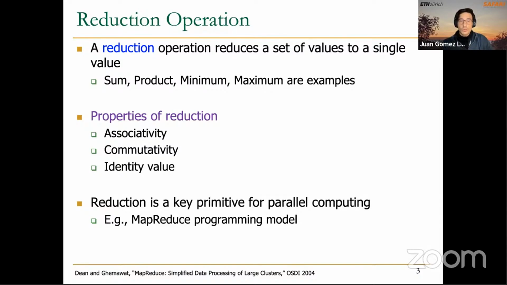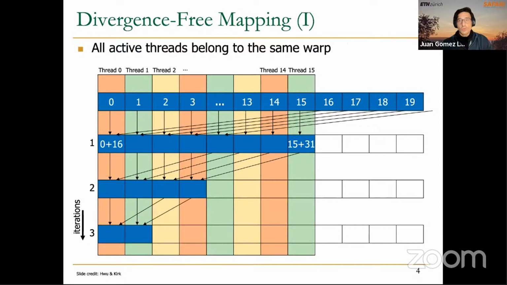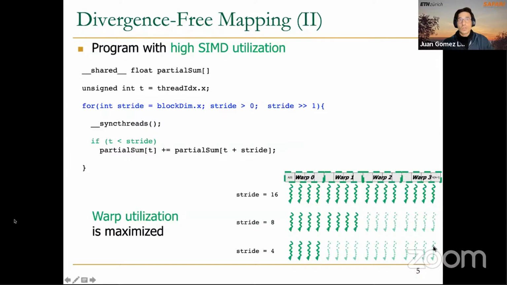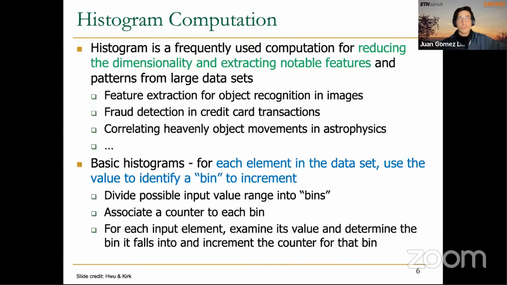We also talked about the applications of reductions, and we saw that it's a key primitive for parallel computing. We discussed different ways of implementing reduction, but in the end, the most important thing was to try to minimize the divergence existing among the threads that are working together, computing the reduction. Because this way we can maximize the warp utilization, and this way we can achieve much better performance.